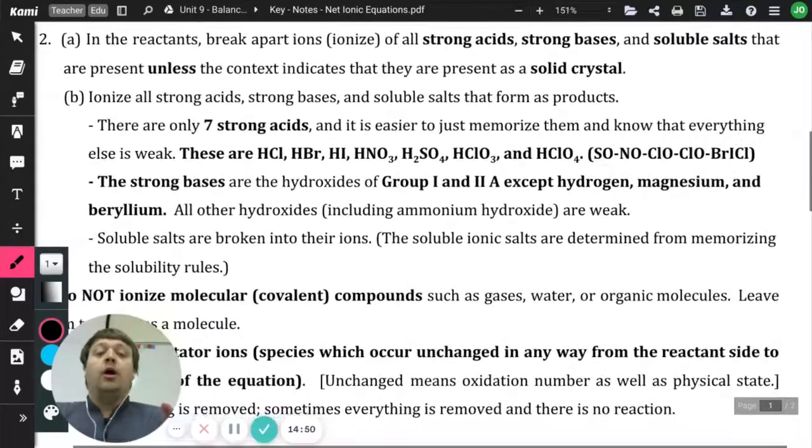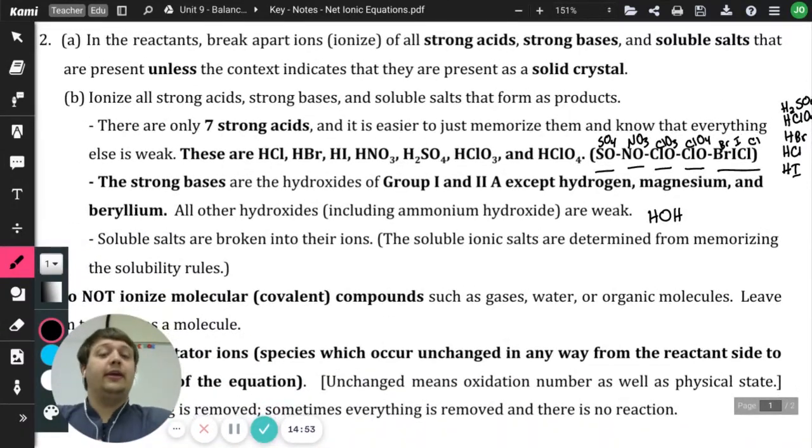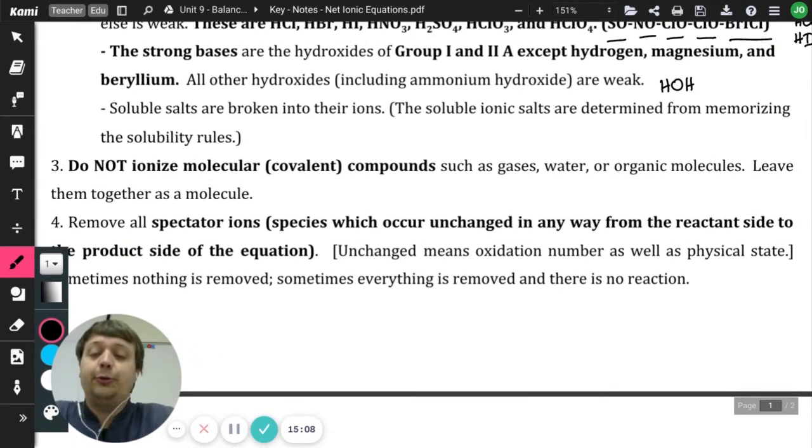Okay, so once we recognize if it is either a strong acid or base or a soluble salt, which would be following your solubility rules, then we can actually break everything apart that is soluble. Now, something to keep note of. First off, we do not ionize molecular compounds. So those covalent compounds, we don't ionize them. Why? Because there's not any ions to ionize. And so if I've got stuff like water or gases or organic molecules, I'm going to leave them as a molecule. I'm not actually going to break them apart.